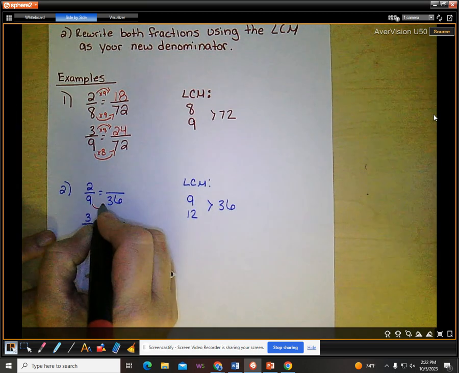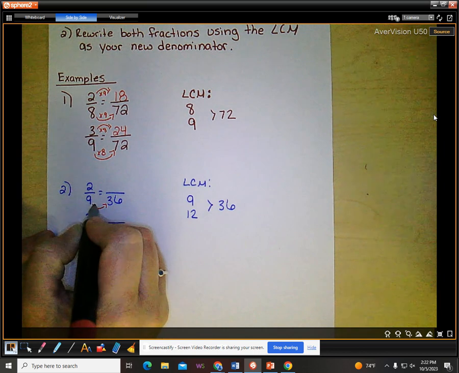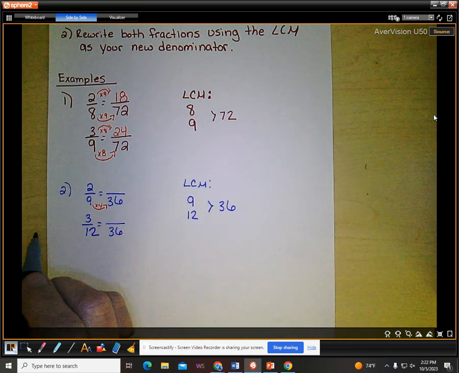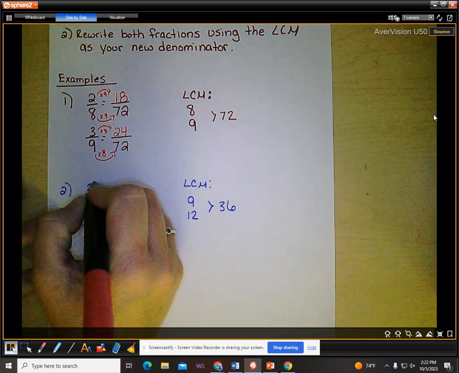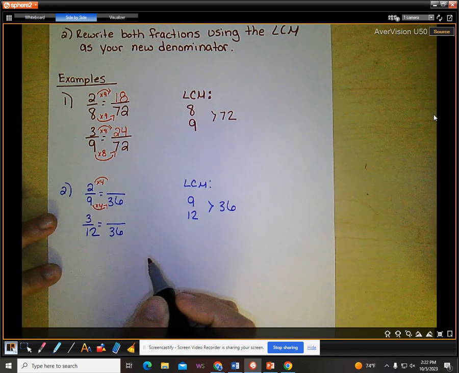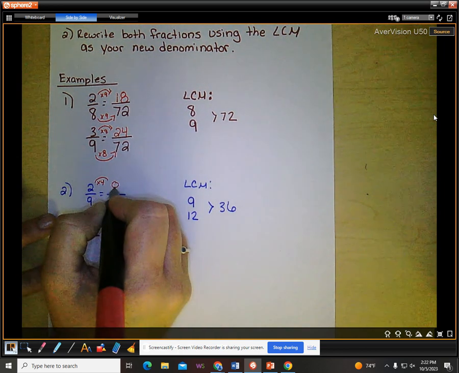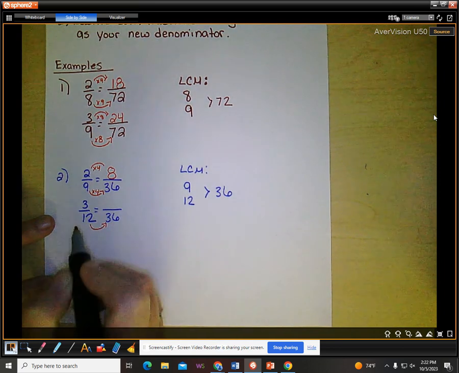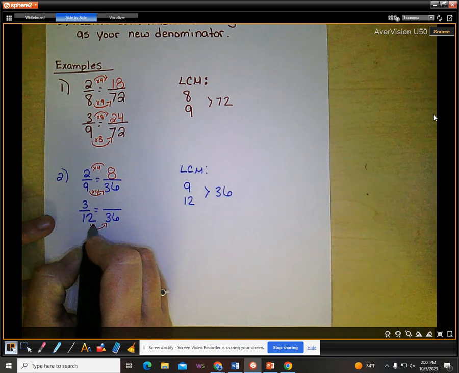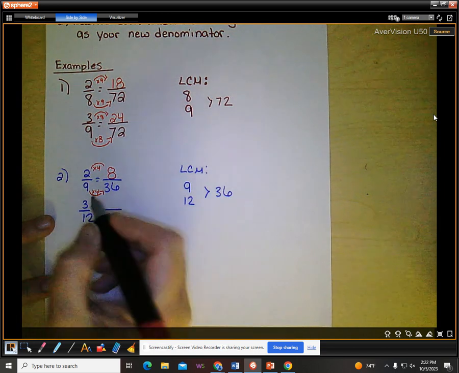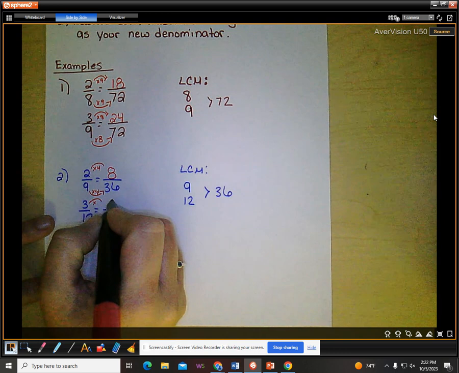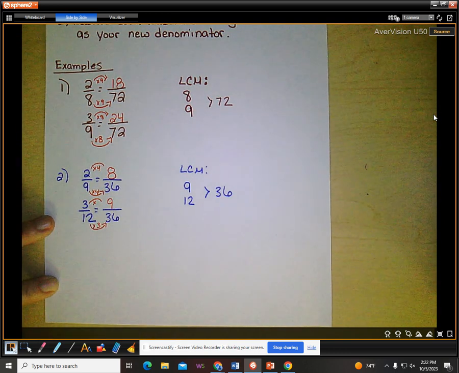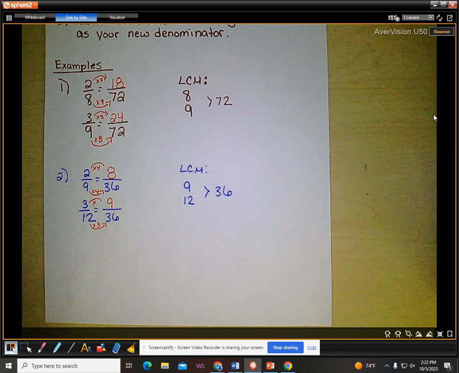So I look to see, what do I do to 9 to turn it into 36? That would be times 4. To keep them equal, whatever you do to the denominator, you have to do to the numerator. So this would be a multiplication of 4. So your new numerator would be 8. Same thing for the second one. What do you do to 12 to turn it into 36? That would be a multiplication of 3. So 3 times 3 would give me a new numerator of 9. So 2/9 and 3/12 with a common denominator would be 8/36 and 9/36. Okay.